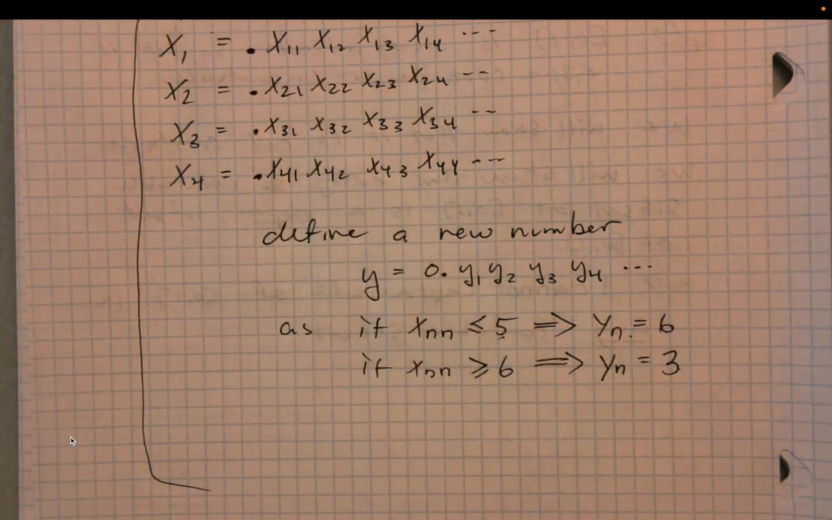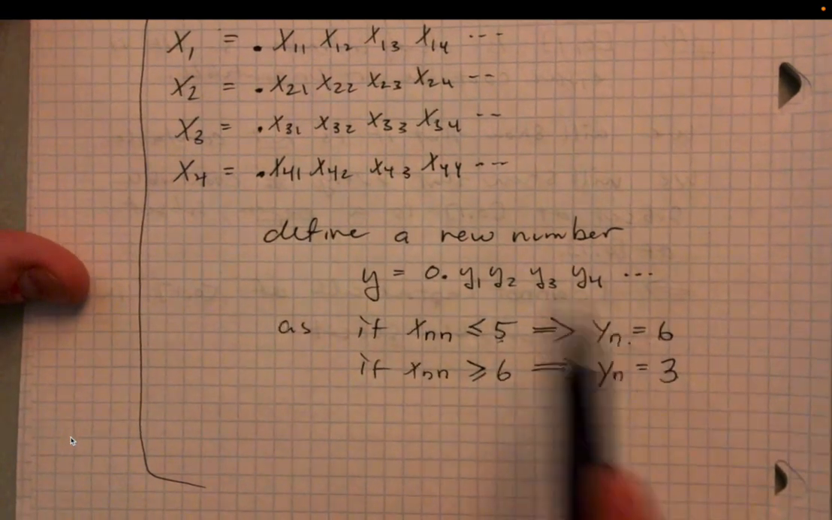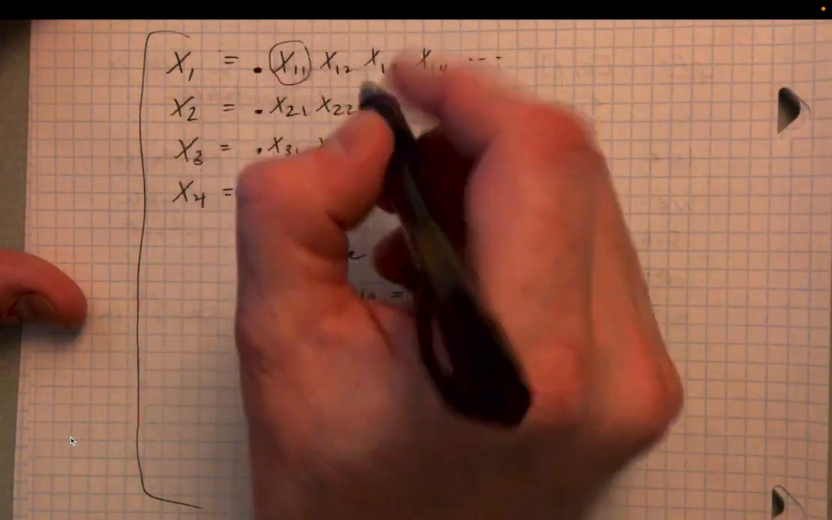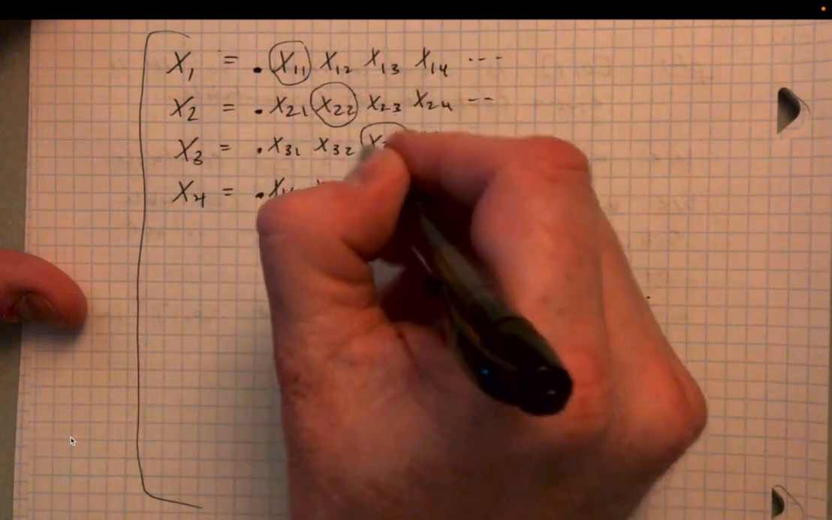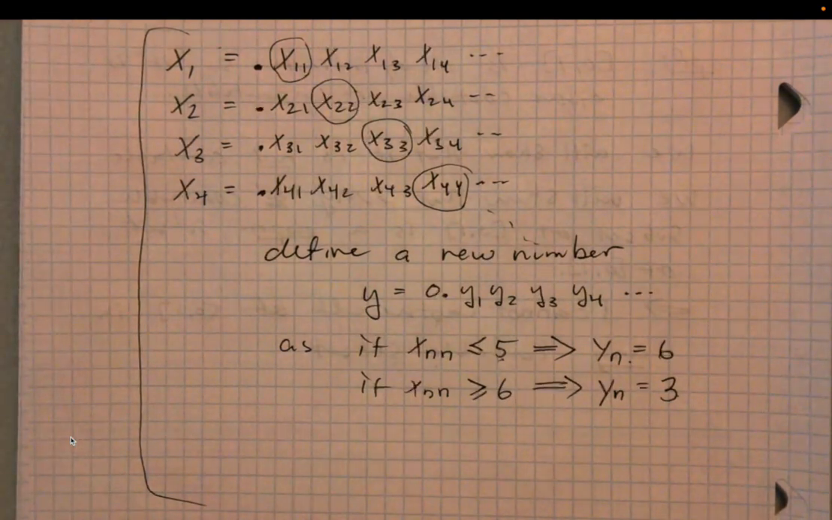And that's why we sometimes refer to this as the diagonalization argument. Our value of y is based on the value of this guy, and this guy, this guy, this guy, and so on down to infinity. All of them. So we can define this number y based on our list.